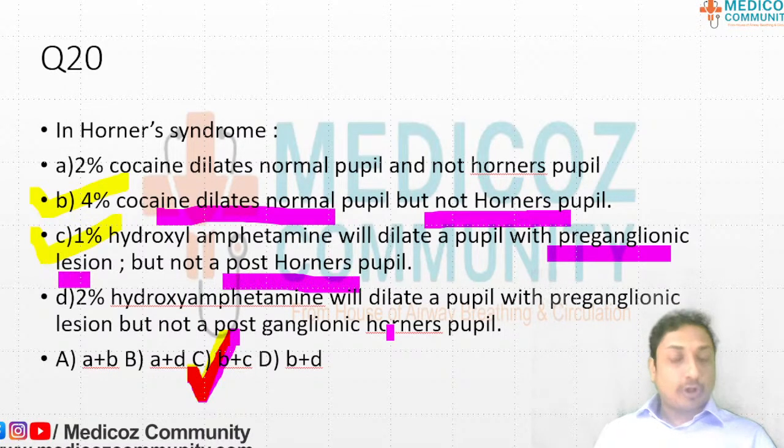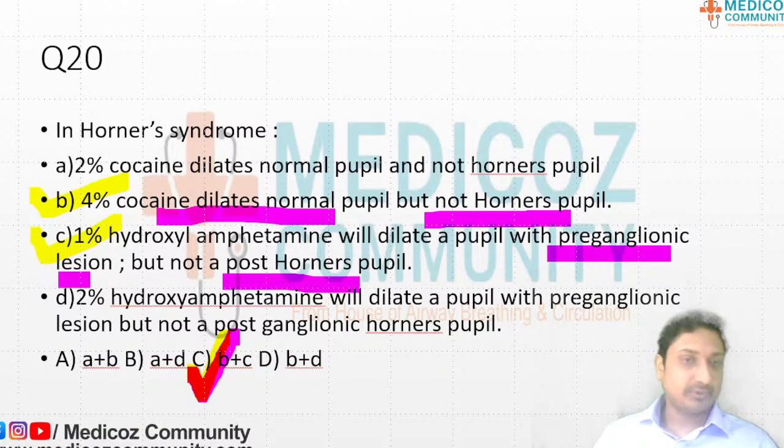So we can also say that cocaine is used to test if a pupil is Horner's pupil or not, to confirm it, because the pupil will not dilate with it. While hydroxyamphetamine will be used to confirm if the lesion is preganglionic or postganglionic Horner's. Okay, this is very important to know.